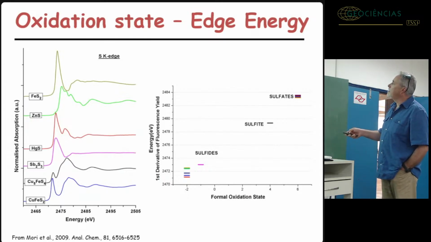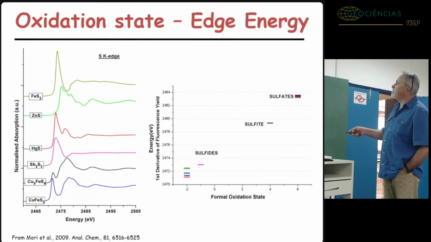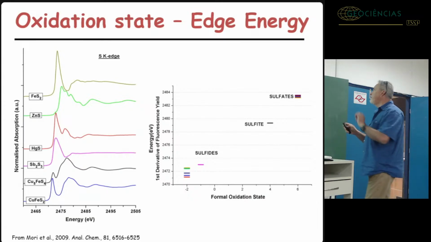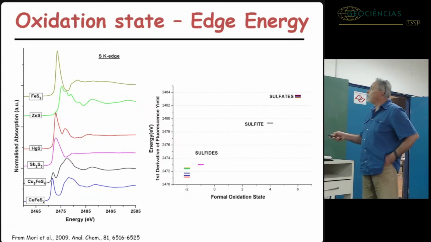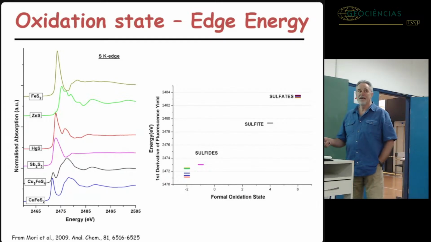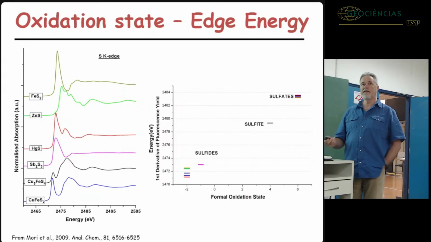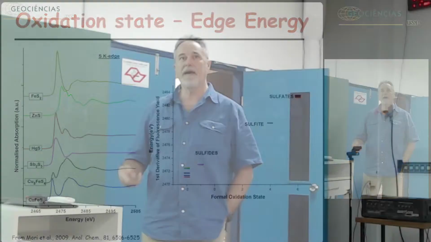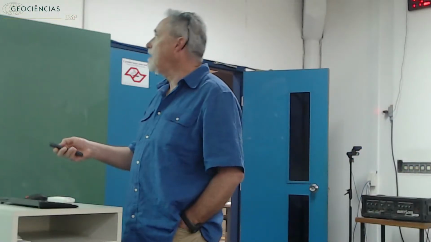And if we compute, by the first derivative, the edge energies of a set of sulfides and several sulfates, we see that sulfates are all grouped in a very narrow range of energies, whereas the sulfides are spread over a certain range of energy. Why? Because the position of the edge energy does not depend only on the oxidation state, but also on a number of other factors. Let's see some.